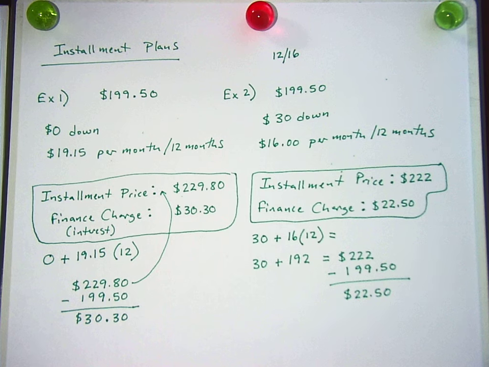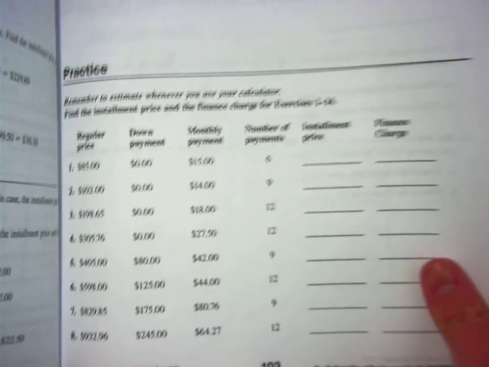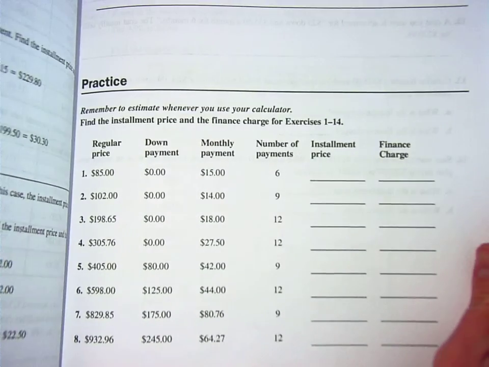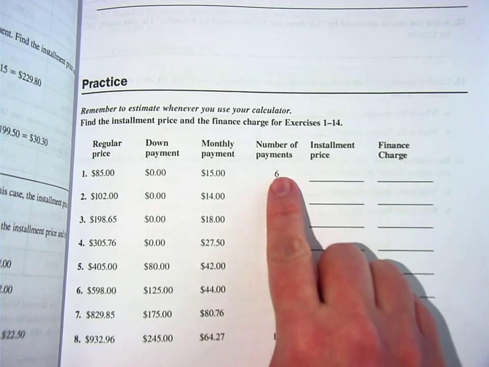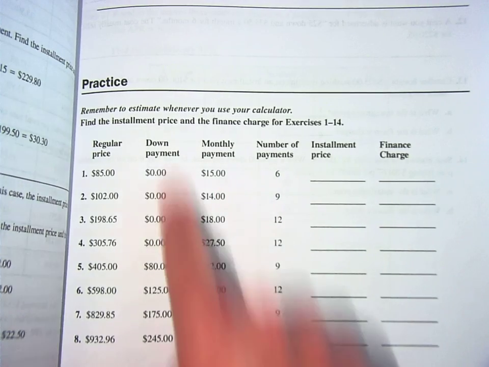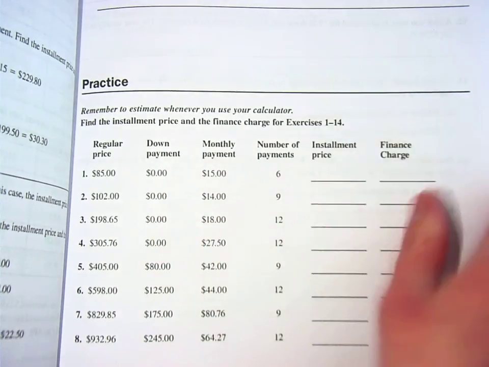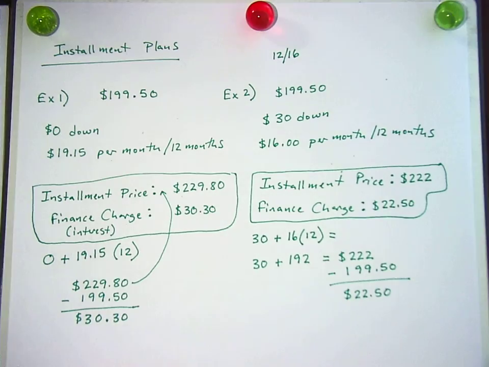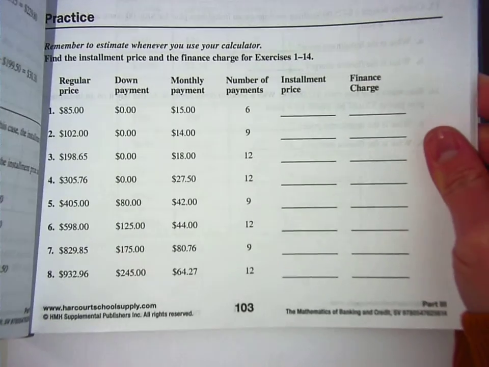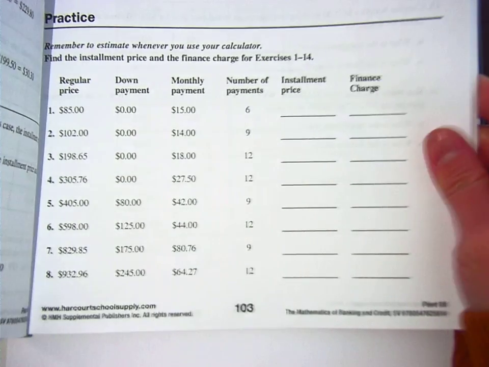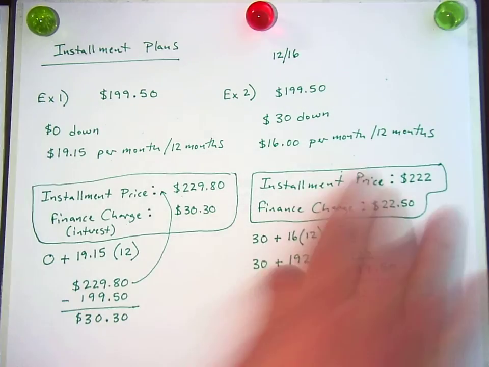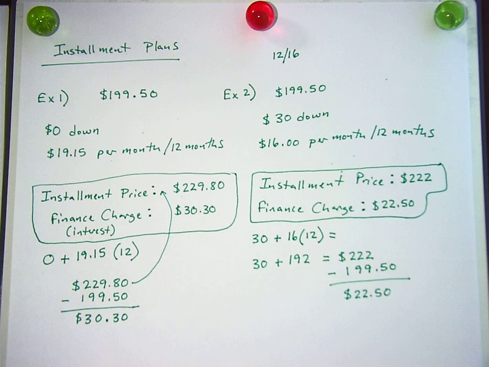Okay, so your homework is posted on Schoology. It's a worksheet and it is 8 problems. You can print it out or not print it out, I don't care. And it tells you how many payments there are, what the monthly payment is, and what your down payment is. So notice that the first 4, there's no down payment, so that's kind of like example number 1. And the last 4, there's definitely a down payment. So for those, it'll be a little bit more expensive. Those are like example number 2.